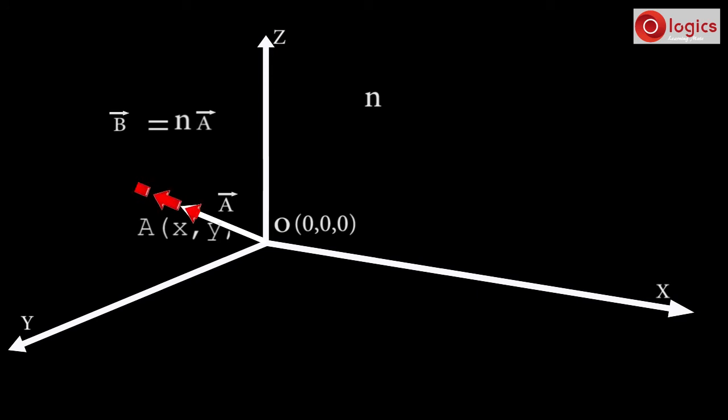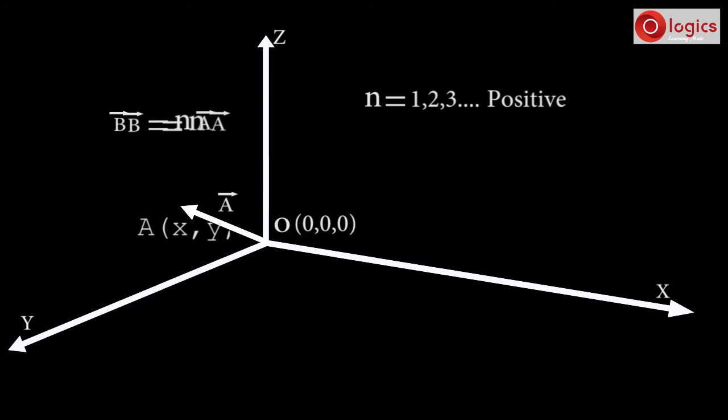This is the direction of vector A bar. How do you say in which direction the vector B bar is? The resultant vector direction depends on the magnitude of the scalar. For better understanding, let us see different cases for n value. Let's see case 1, when n value is positive.